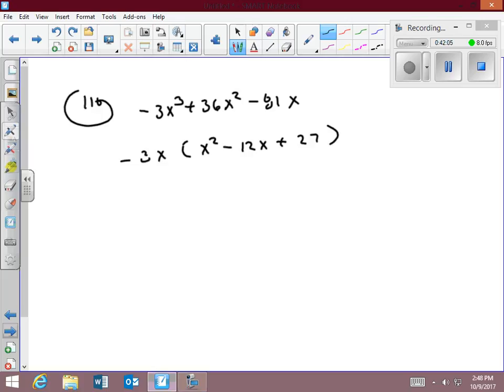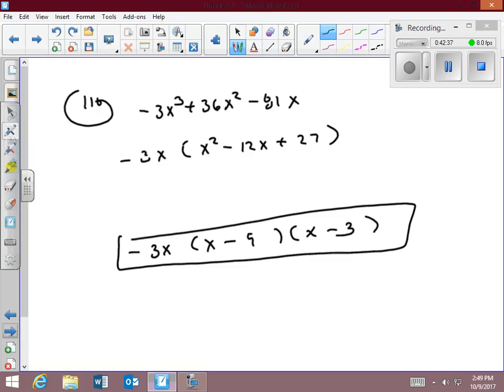Now then, that trinomial inside there, I'm going to try factoring it over integers as binomials. It's x and x. The signs are what? Both negative. Now, factors of 27 that sum to 12. Okay, 9 and 3, it doesn't make any difference where I put them. And there's my factorization.